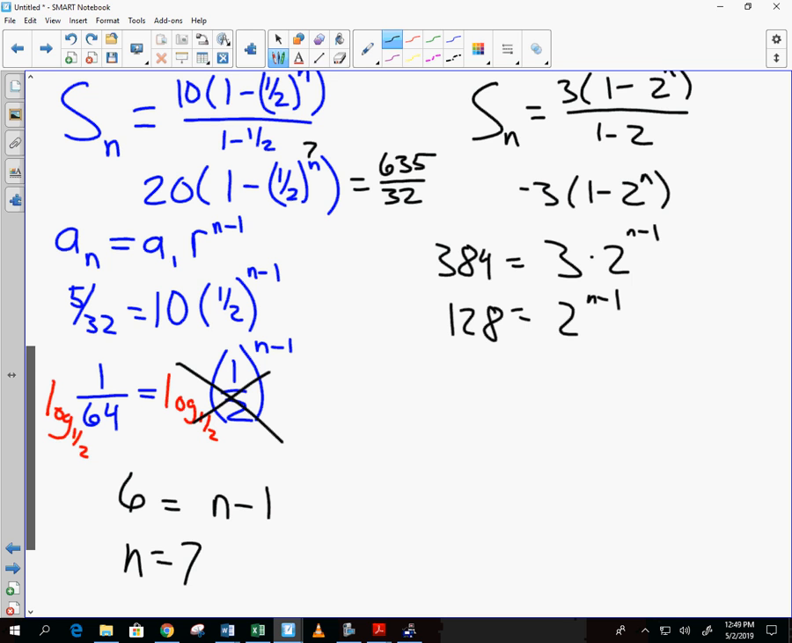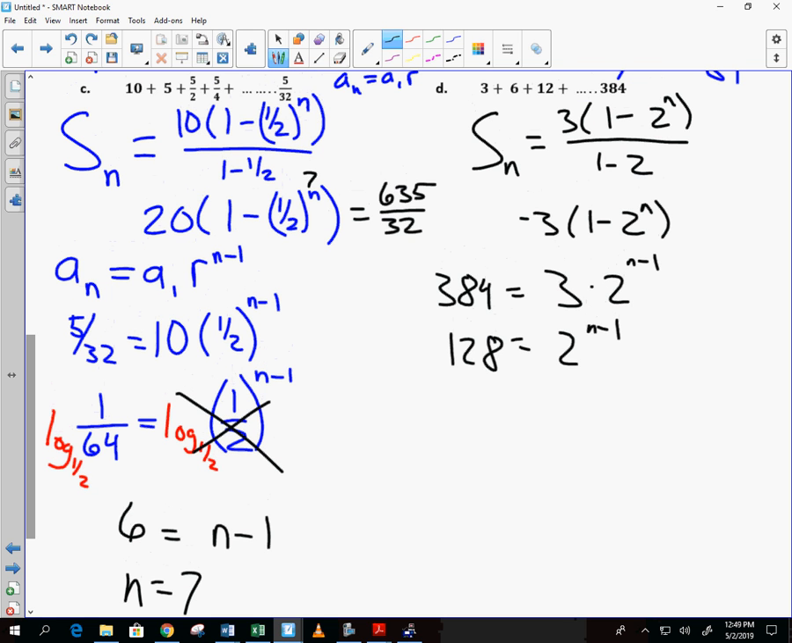We've got the sum. I've got the 3 times 1 minus 2 to the nth. And I got 1 minus 2 on the bottom because 1 minus 2 is -1. That ends up being -3. So I got -3 times 1 minus 2 to the nth. Just got to figure out what n is. So I said 384 equal to 3 times 2 to the n minus 1. Divide by 3, I get 128.